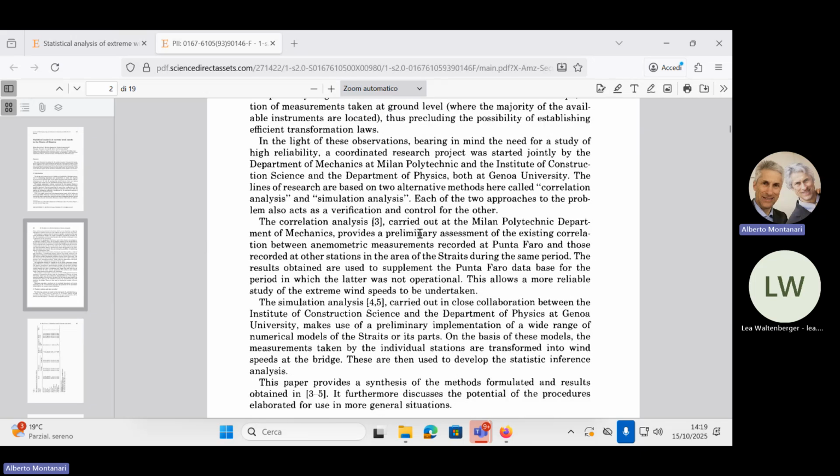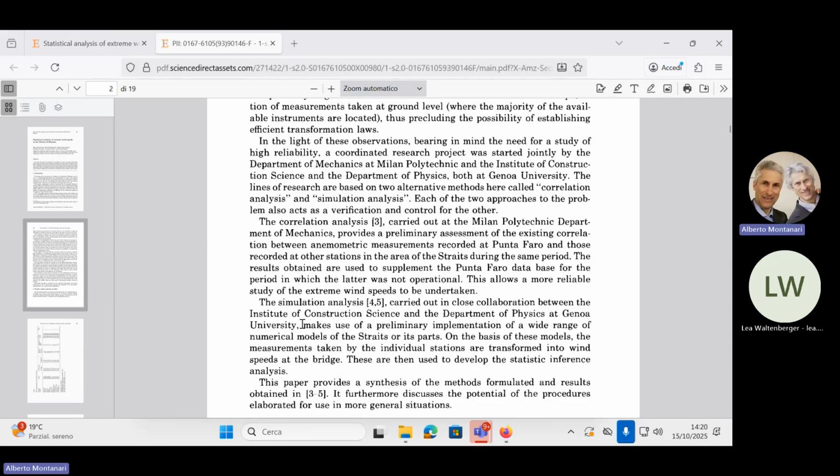The correlation analysis provides a preliminary assessment of the existing correlation between anemometric measurements recorded at Punta Faro and those recorded at other stations in the area during the same period, which means that they explain that at Punta Faro they have measurements, but they are very short. In the other locations, they have longer measurements, but the other locations are very far. So the idea is I study the relationship between Punta Faro and the other locations, and then I extend the record of Punta Faro to the observation period of the other locations. This is the idea. I think it is very clear.